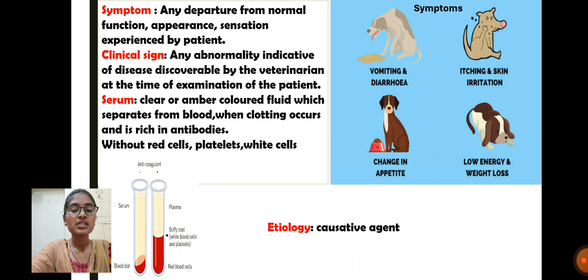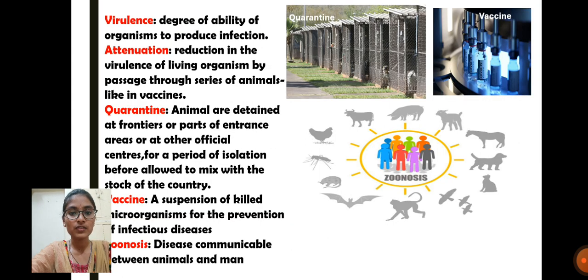Serum: serum is a clear or amber colored fluid which separates from blood when clotting occurs and is rich in antibodies. Serum will not have red blood cells, platelets or white cells. Etiology: etiology is the causative agent of a disease. What is virulence? Virulence is the degree of ability of organisms to produce infection.